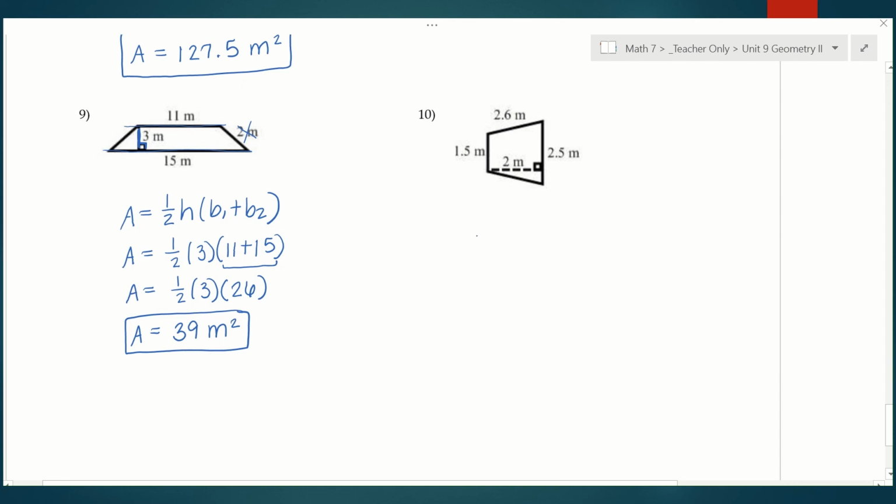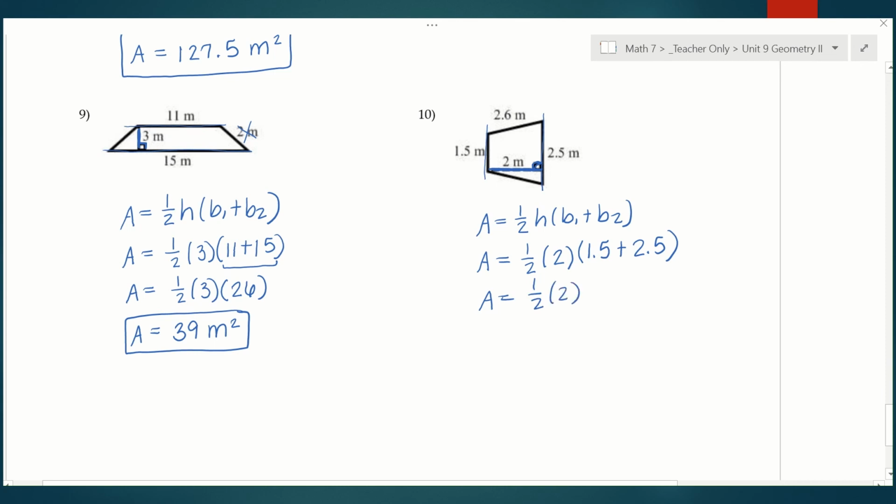Okay, last one. Another trapezoid. Get your formula here. So this trapezoid is on its side, okay? So when you're looking for the height, it's really not how tall it is, but you can see right here, there's your right angle. It's this distance. So if I were to turn that trapezoid and put it right side up, you would see that 2 is still your height. So we're going to have 1/2 times 2. Now your bases are still the sides that are parallel. So 1.5 is one base, and 2.5 is the other base.